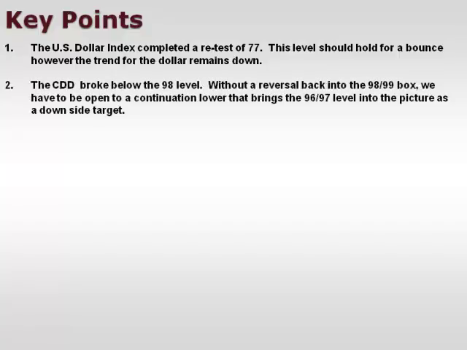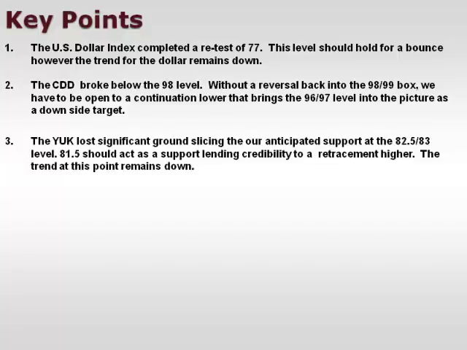The CDD broke below the 98 level. Without a reversal back into the 98-99 box, we have to be open to a continuation lower that brings the 96-97 level into the picture as a downside target. Now, the YUK lost significant ground, slicing through our anticipated support at 82.5-83 level. The 81.5 should act as a support, lending credibility to a retracement higher. However, the trend at this point remains to the downside.